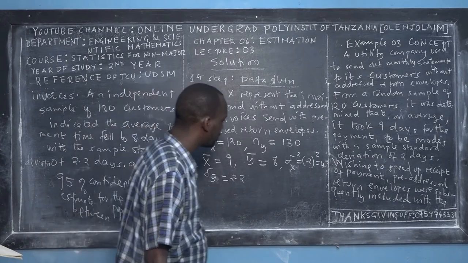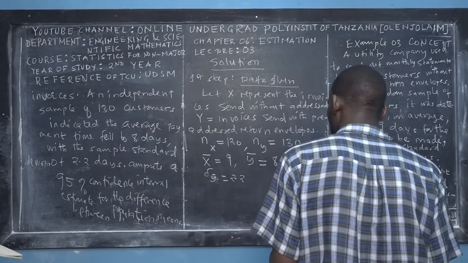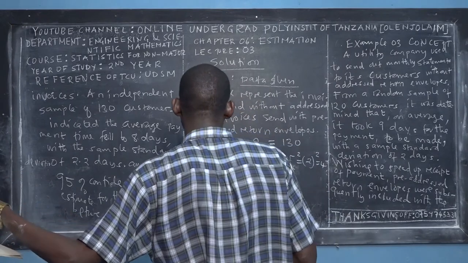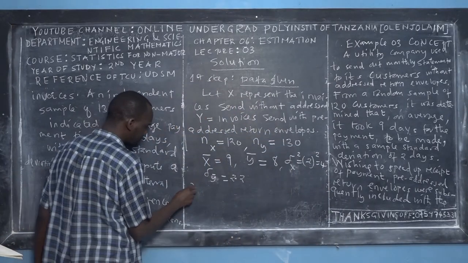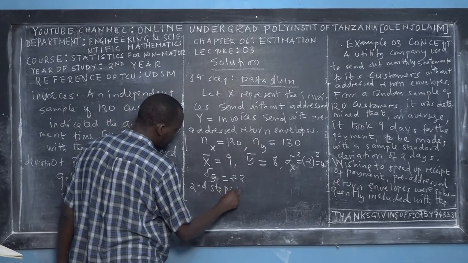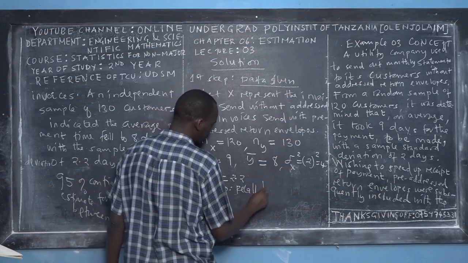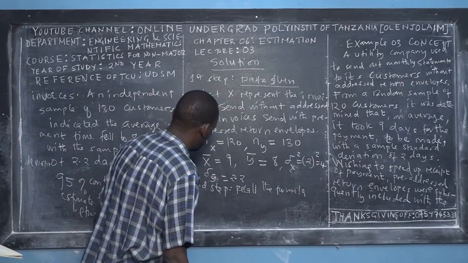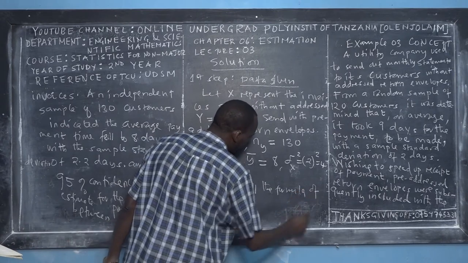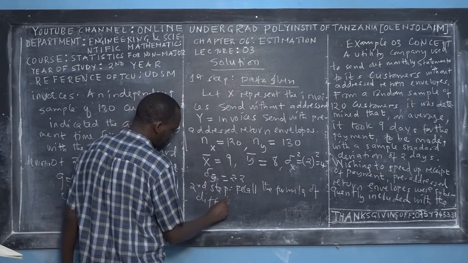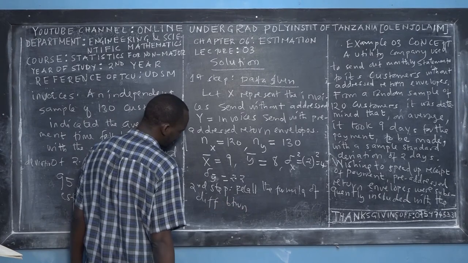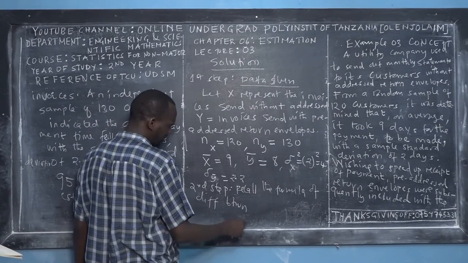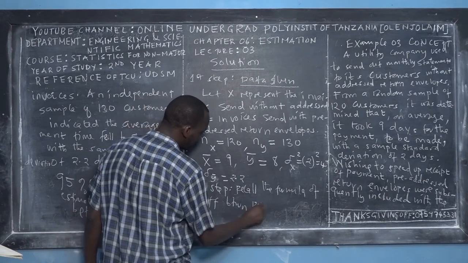Okay, so we have all the data. Hopefully we have already recorded all the important data. So you go for the second stage. We call the formula I told you the formula of the difference between means. Okay, we call it the formula of the difference between population means.